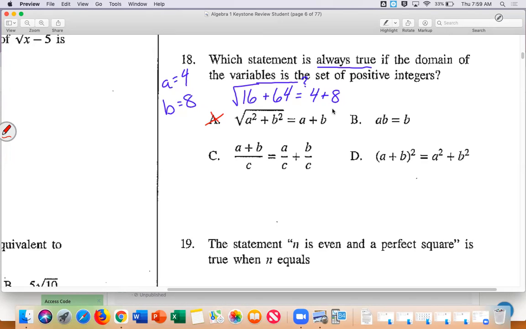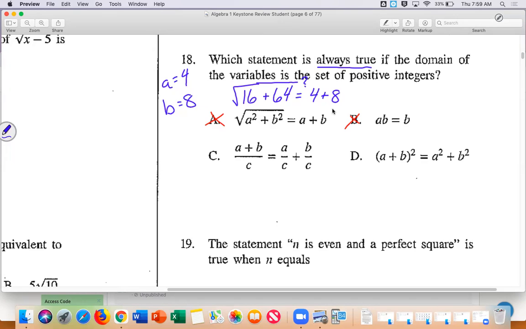So what I do is I kind of cross off that. It didn't work for that one. 4 times 8. Does that equal 8? No.